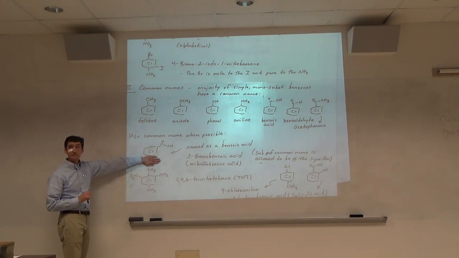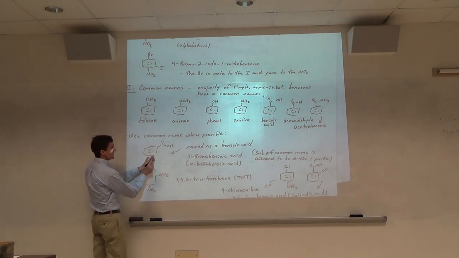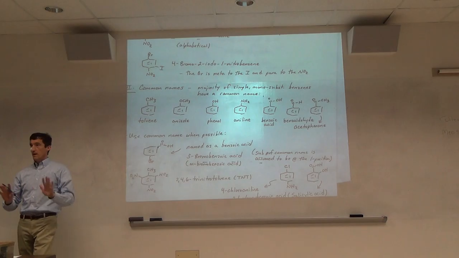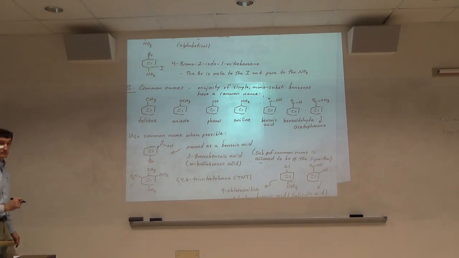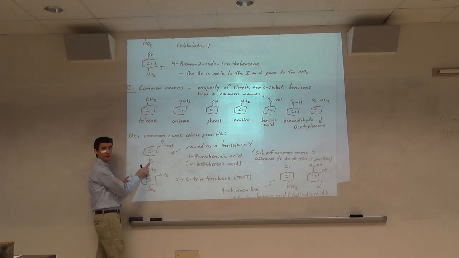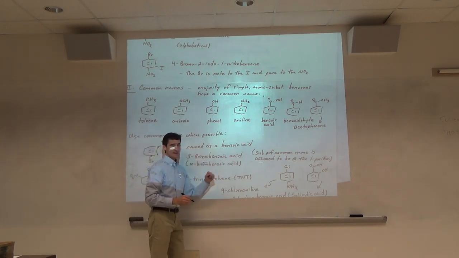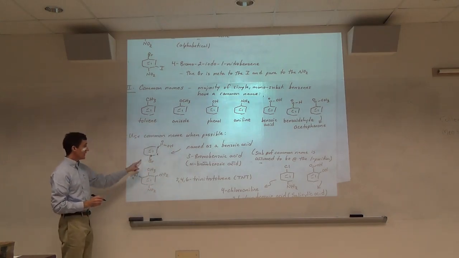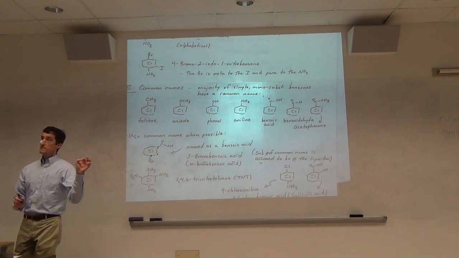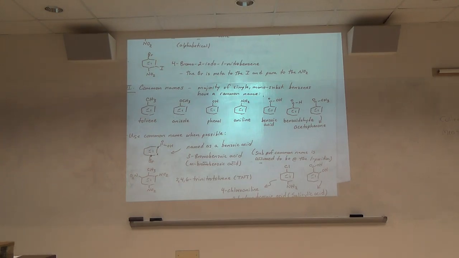What's on the benzoic acid? Bromine. When you have a common name, the substituent of your common name is by default position one, no matter what. So if that's one, what position is the bromine in? 3-bromobenzoic acid. This could also be called meta-bromobenzoic acid because the bromine is meta to the main group.